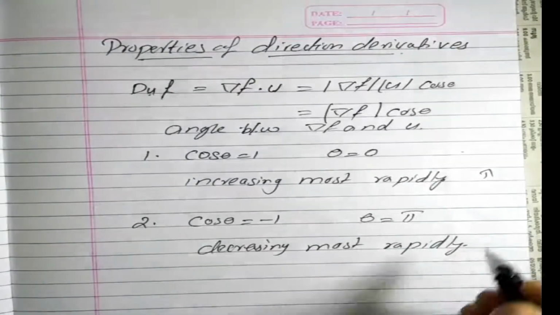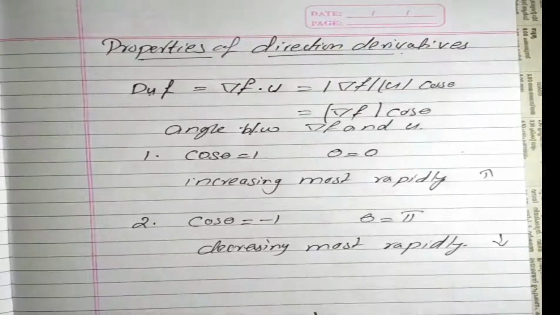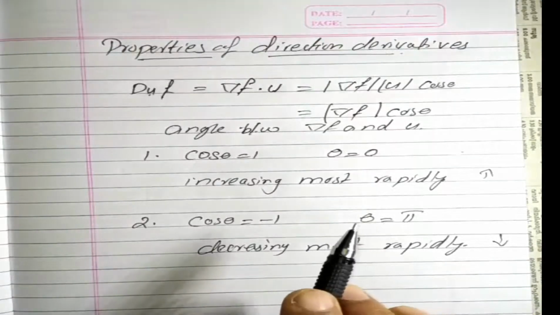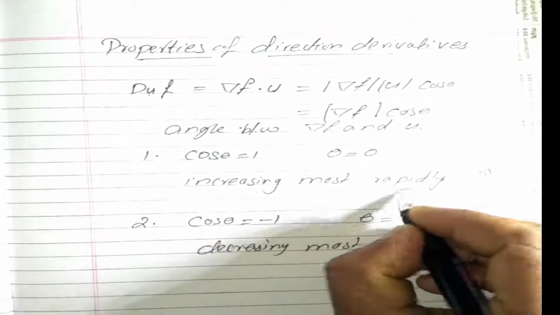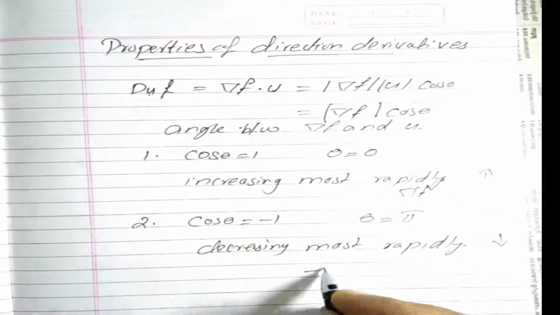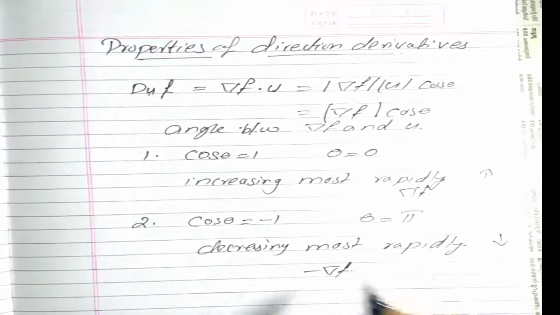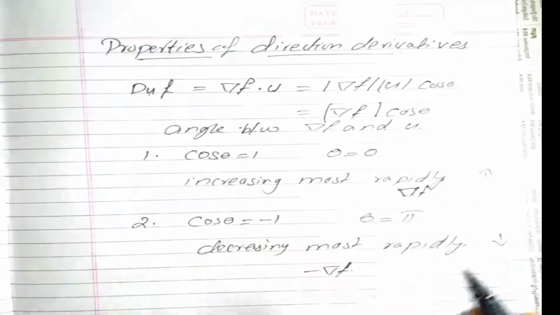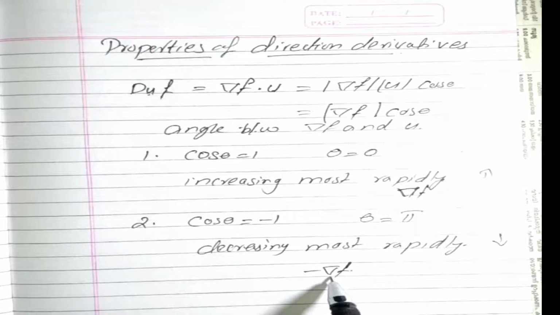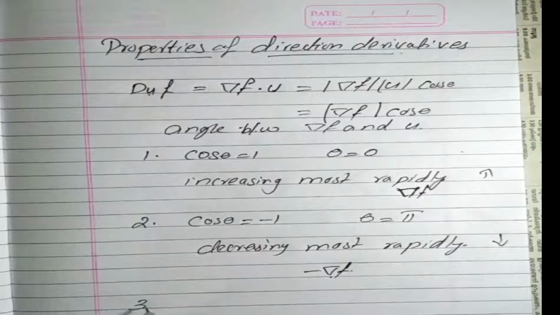Decreasing most rapidly. For increasing, we take the positive gradient f, and for decreasing we take minus gradient f. Increasing gives a positive value, and decreasing gives a negative value. The third one is neutral.